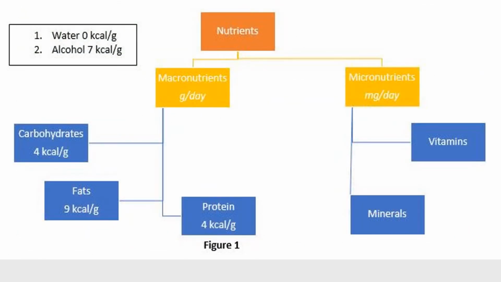So actually per day we have a requirement, with macronutrients given in grams per day and micronutrients given in milligrams per day. Carbohydrates we need 4 kilocalories per gram, fats 9 kilocalories per gram, and protein 4. Minerals and vitamins, and water has 0 calories, alcohol 7 kilocalories per gram. So this is one graph wherein the requirement of the human body has been shown.